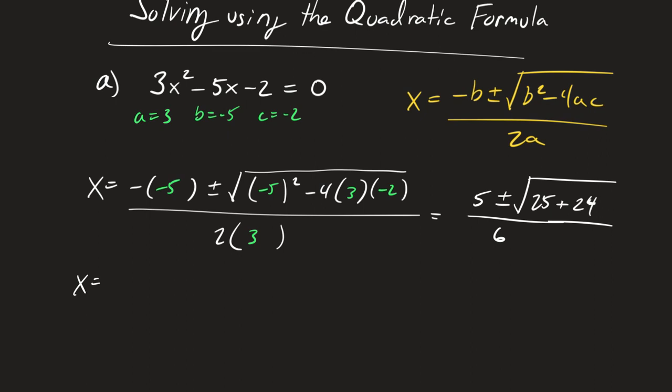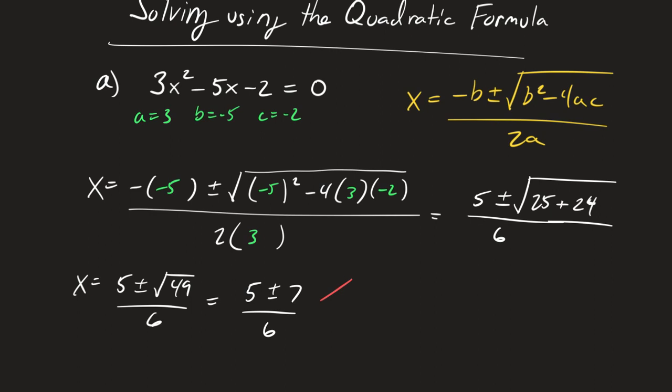Don't lose your x equals, so we still have 5 plus or minus the square root, so 25 plus 24 is 49, all over 6. And then the square root of 49 is 7, so 5 plus or minus 7 all over 6. And so here's where we start to deal with that plus or minus.